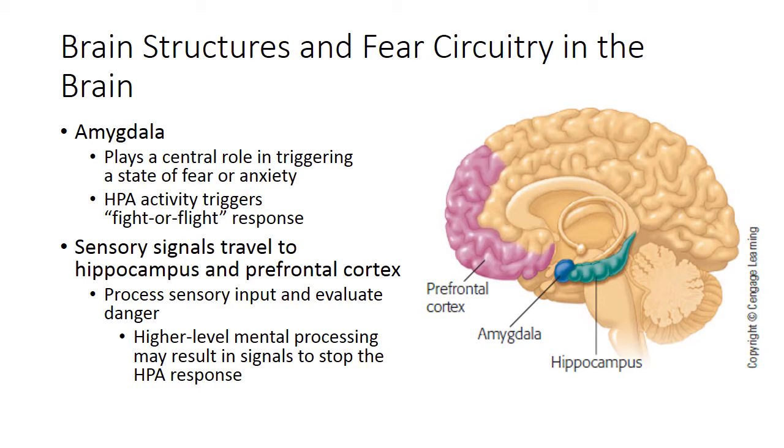The HPA axis is activated quickly and automatically. This is our fight or flight response. The fight or flight response is responsible for physiological changes that occur when there is an actual or perceived threat. With anxiety disorders, it is in overdrive because it's activated too often. Now, when the HPA axis is dysregulated, as in many anxiety disorders, the fight or flight system doesn't turn off.